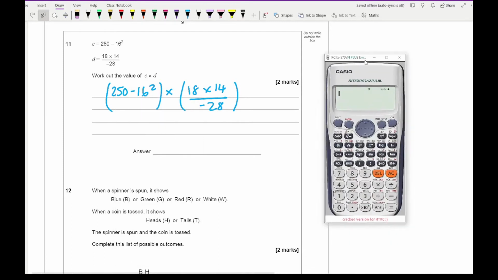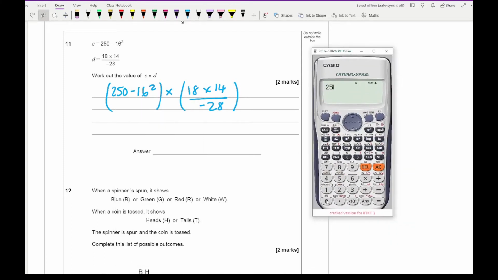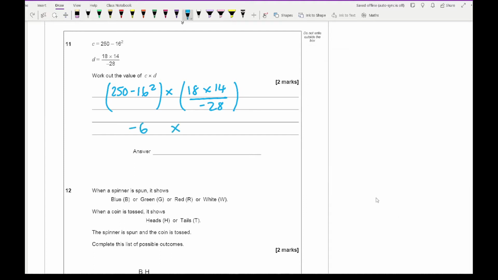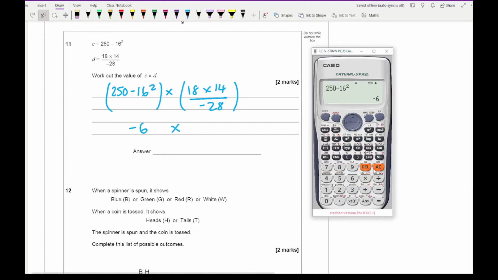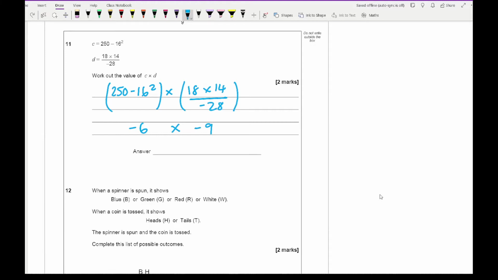So for the first part, we've got 250 minus 16 squared, and that gives me an answer of -6. So let me just write -6. Then for the second part, we're going to use our fraction button, and we've got 18 times 14 over minus 28. Press equals, I get -9, which is going to give me an answer of positive 54. And there is our answer.